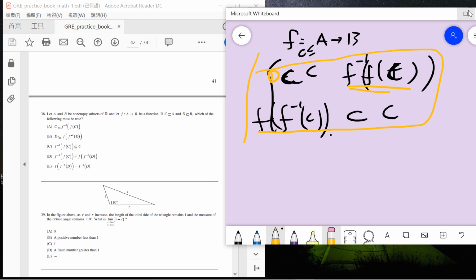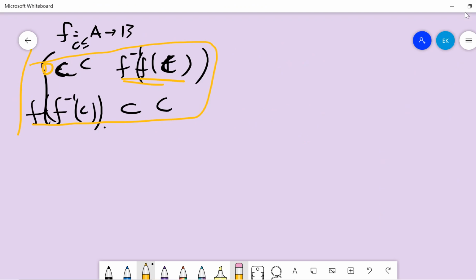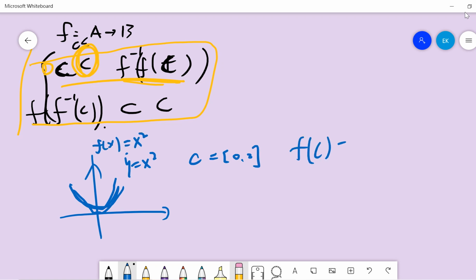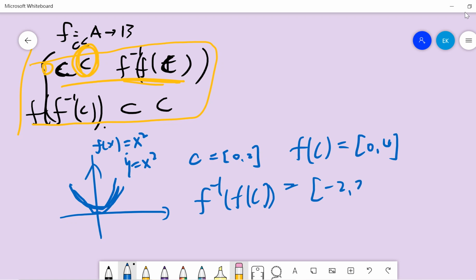So when you are in the test, you may forget the direction of this sign. So let me show one example. Suppose that y is equal to x squared and C is [0, 2]. And this is f of x equal to x squared. So f of C is [0, 4]. But f inverse f of C is [-2, 2].